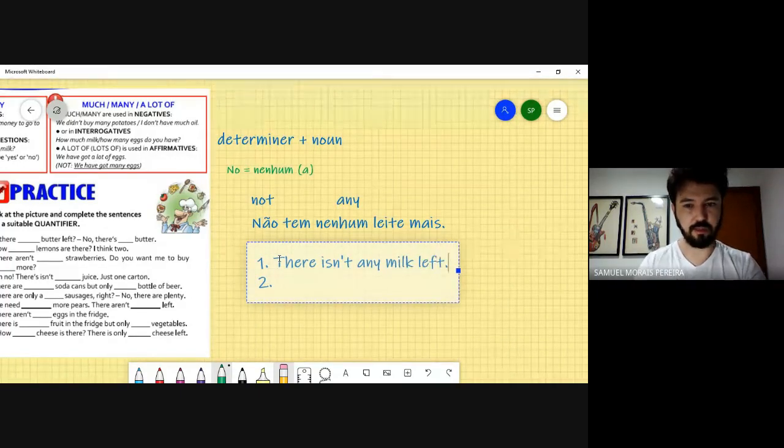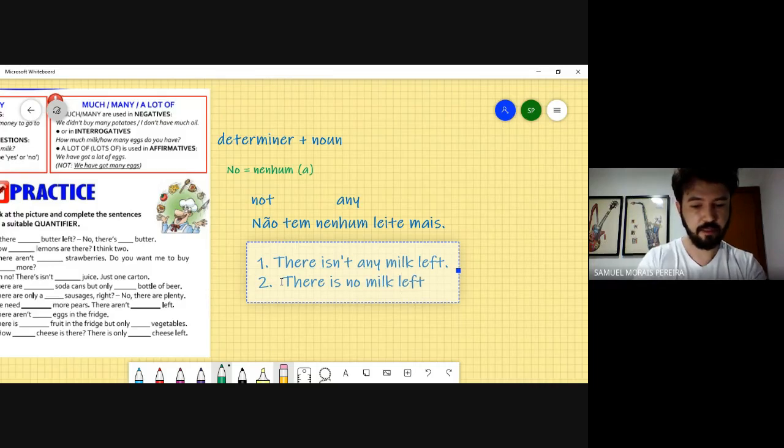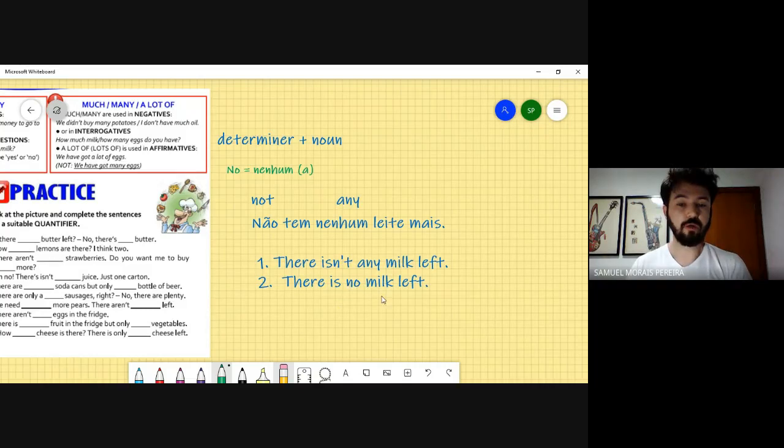There isn't any milk left. Oh, não sobrou mais leite, acabou o leite. There isn't any milk left. But you could also say the same thing using the word no. Aí você tira o n't e troca pelo no. Ficaria assim, ó. There's no milk left. There's no milk left. But pay attention. When you use the word no as a determiner, you have to use the verb in the affirmative way.